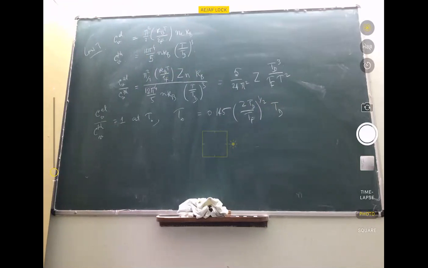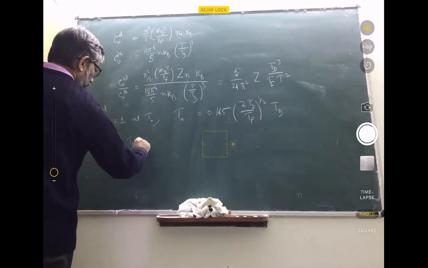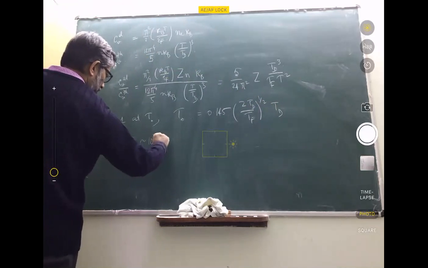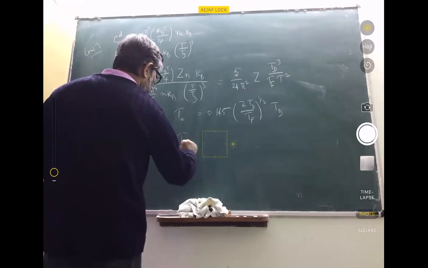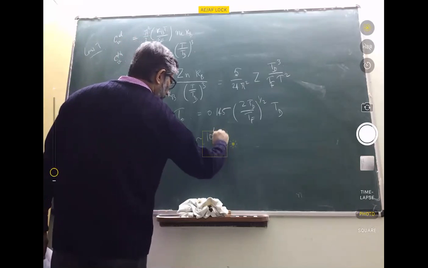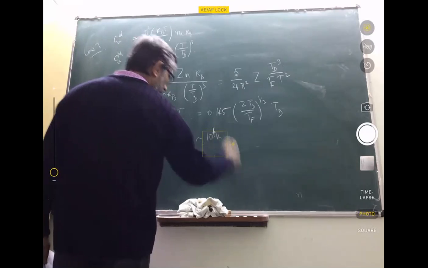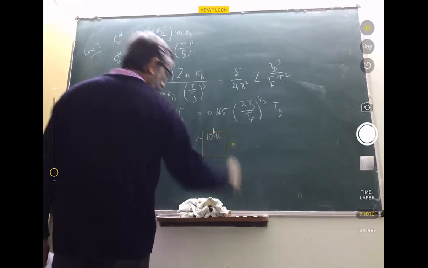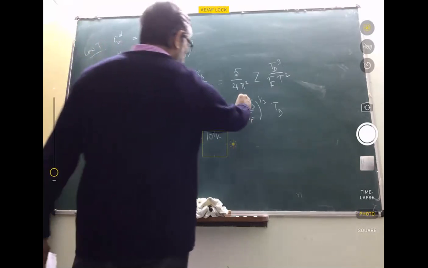Okay, now can we make some sense out of these? What is T_T? We saw T_T is of the order of 10 to the 2 Kelvin. T_F is of the order of 10 to the 4 Kelvin. So this is Z. So this is already 10 to the minus 2, then there is a square root. Z is something of order 1, not very large.